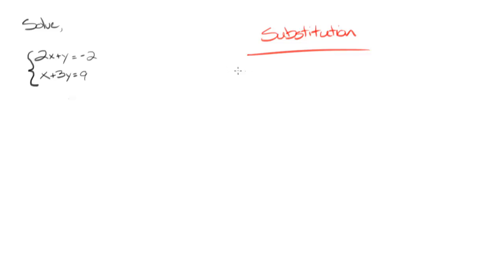So what substitution says, you take one of your equations, and I'm here going to take my first equation, this 2x plus y equals negative 2. And what I need to do is solve this equation for one of the variables. It doesn't matter which variable I solve for, but things can be easier. And it's always kind of a choice of one is easier to solve for than the other. In this case, what I'm going to do is I'm going to solve this equation for y.